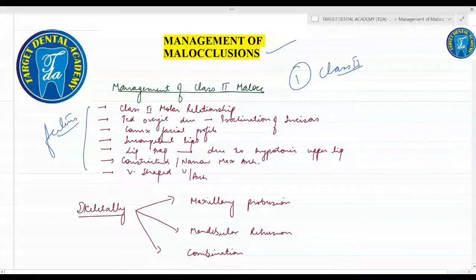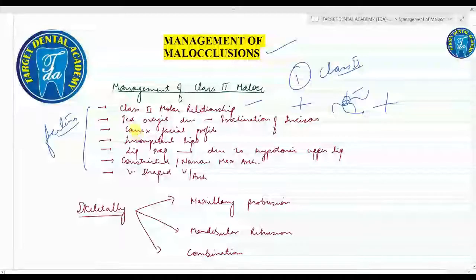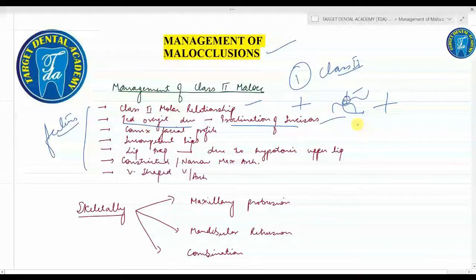A class 2 patient has a class 2 molar relationship, that is, the distobuccal cusp of the upper maxillary permanent molar falls into the buccal groove of the mandibular first permanent molar. This is class 2. In these types of patients you will find class 2 molar relationship on both sides. There is an increased overjet. Why? Due to the proclination of the maxillary incisors.